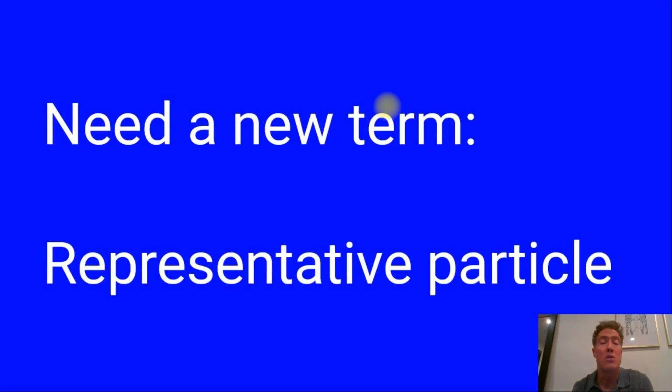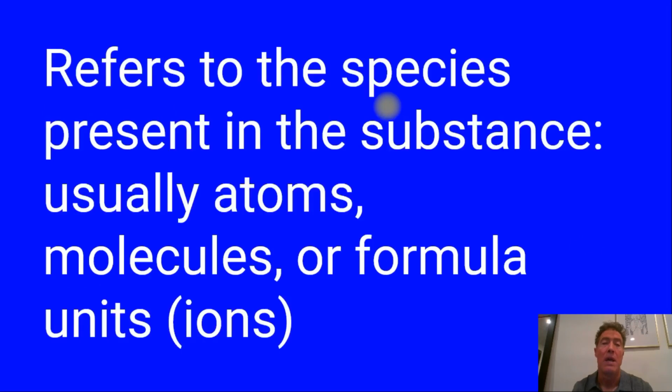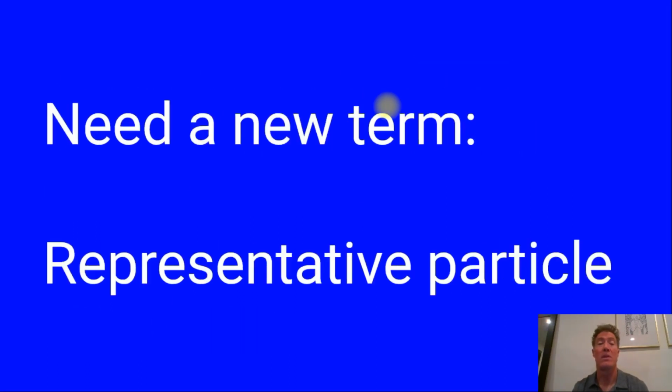So now we need to introduce a new term. The term is called representative particle, and it refers to the species present in the substance. And the substance we're usually considering is going to be either atoms or molecules or formula units, the ions that make up ionic compounds. So that's all we're referring to here. A representative particle is whatever is the representative.